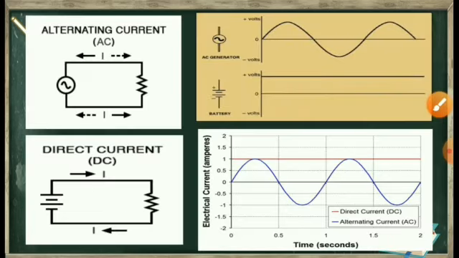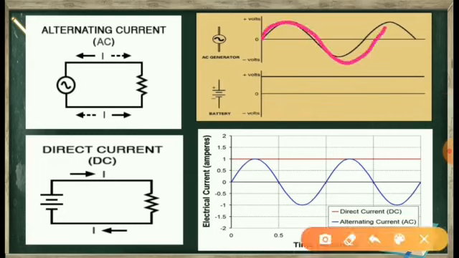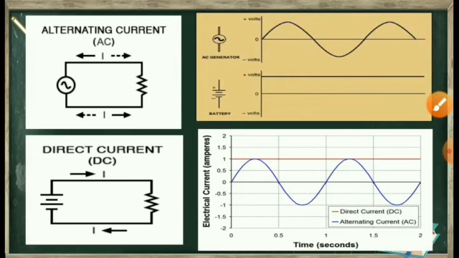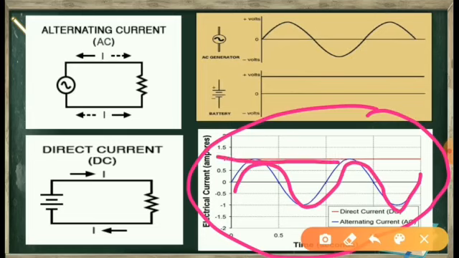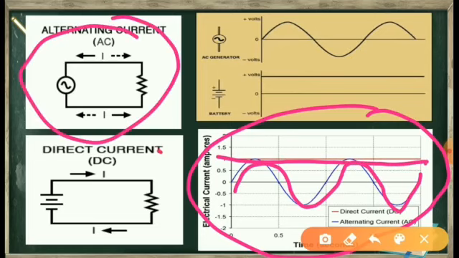So from this diagram it will be clear that AC current is alternating current: it increases, decreases, increases, decreases, and direct current remains constant. These two are clubbed in this diagram and it has been shown: alternating current here, and this is the direct current, and these are the two circuits shown for that.